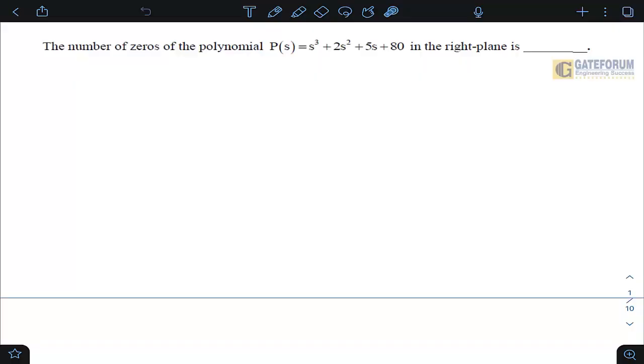This question is asked in GATE 23 of Instrumentation. This is from the Control Systems subject, and we can say from the RH criteria topic. The question is: the number of zeros of the polynomial P(s) in the right half plane is how much?